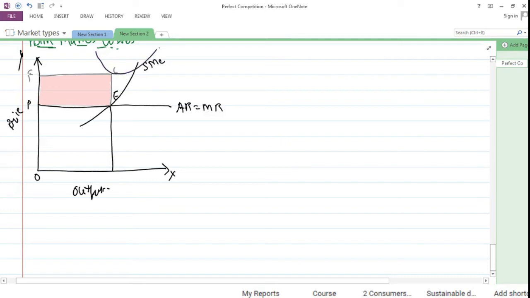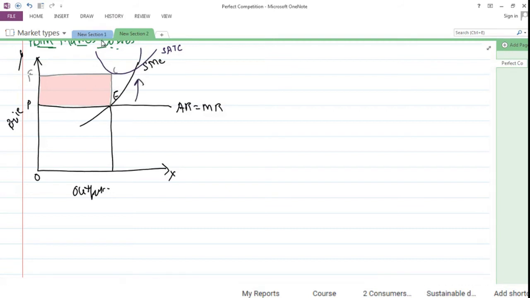So this is the short run average total cost curve. It is above a certain point, it is above the price which has been determined by the firm. कितने से ऊपर है, इतने से ऊपर है.